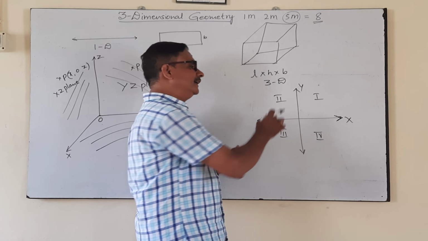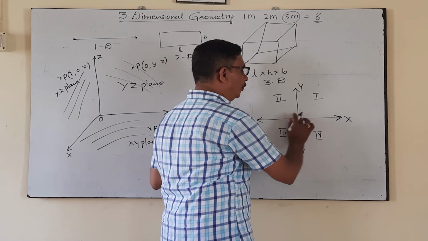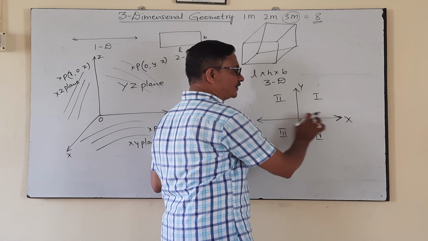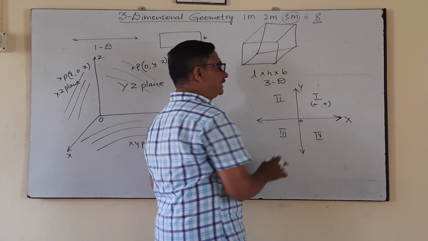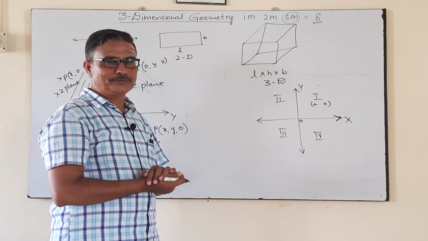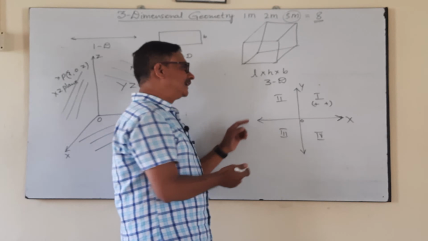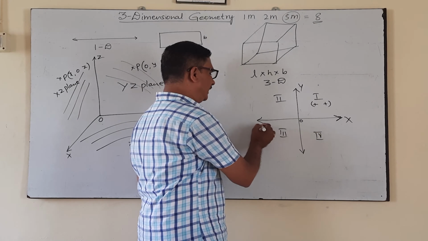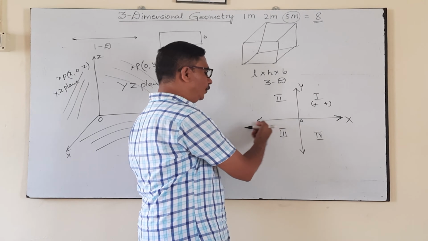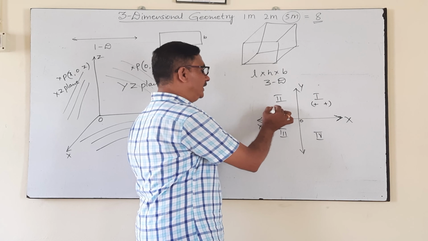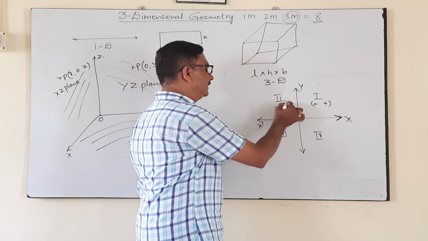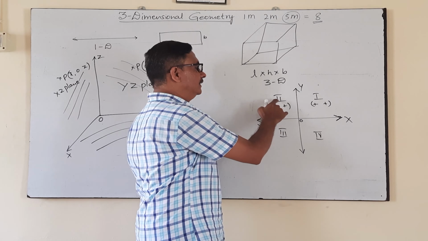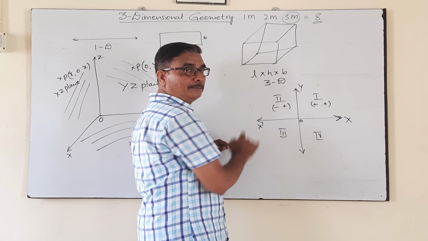As you know, in the first quadrant, OX and OY both lie in the positive direction of the x and y axes. So in the first quadrant, the coordinates are positive, positive, plus, plus. Whereas in the second quadrant, OX dash lies in the negative direction of the x axis, that is minus, and OY lies in the positive direction of the y axis, that is plus. Second quadrant is minus, plus.